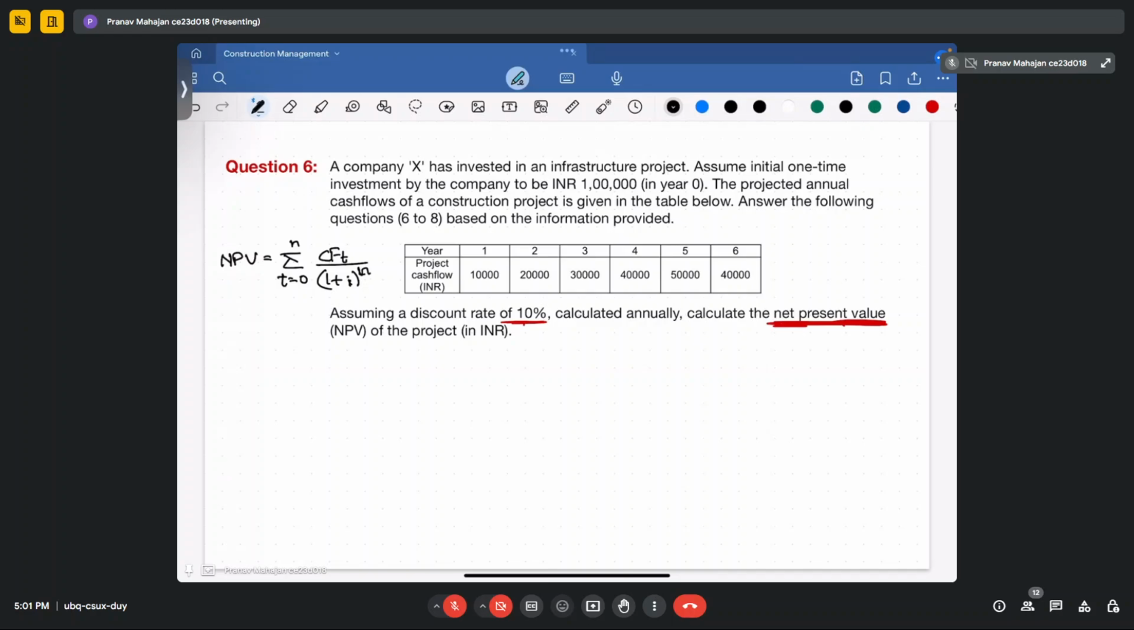Okay, so now let's make a table. For year, we'll write it here, year and the cash flows. I will make a table, then it will be easy for you to understand. Then discount factor at the rate of 10%. And then finally, you will be having the present value.